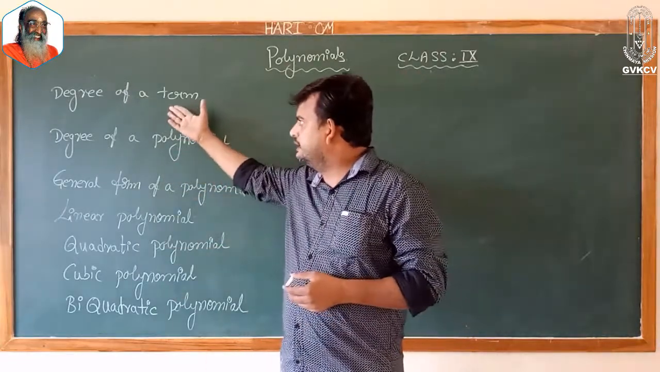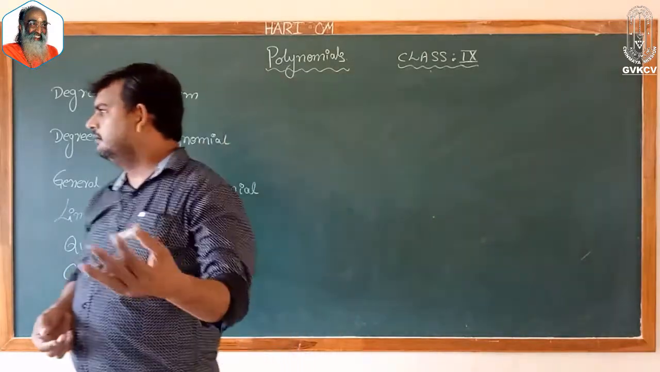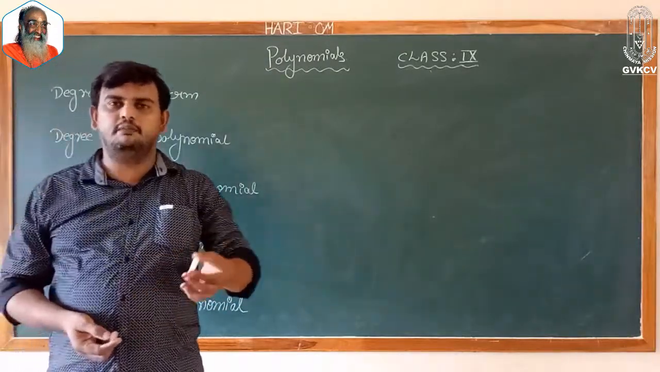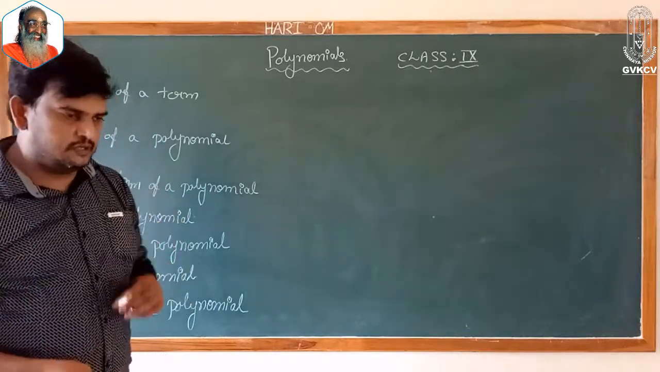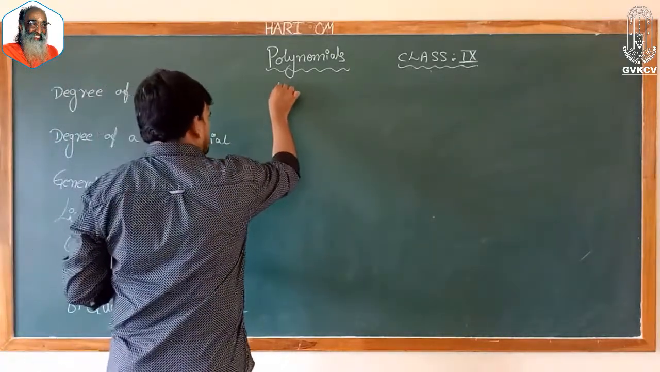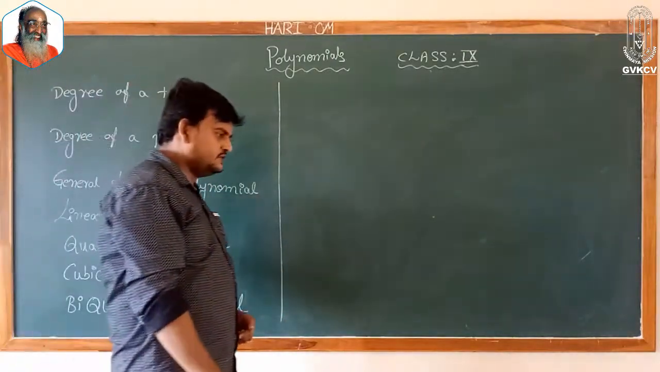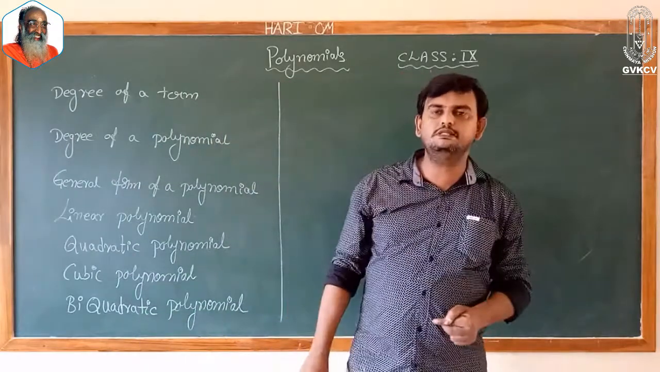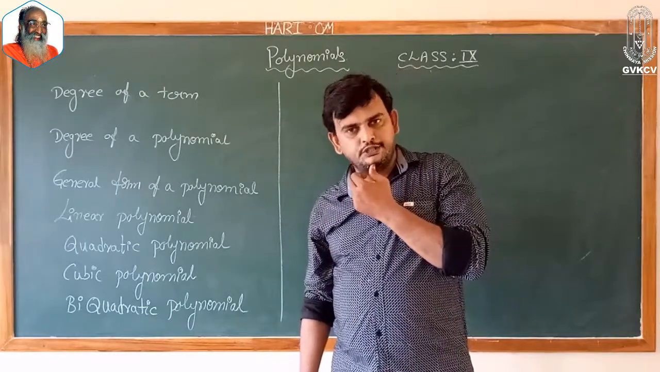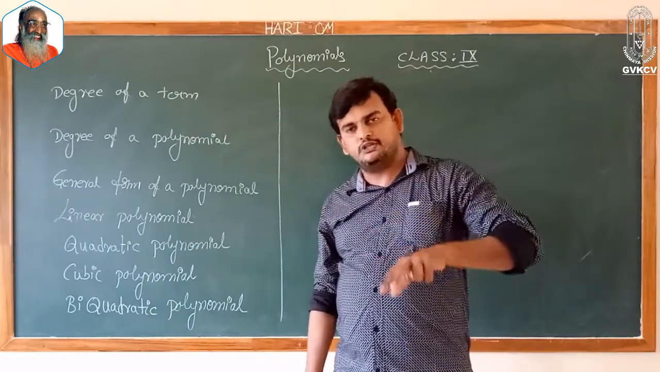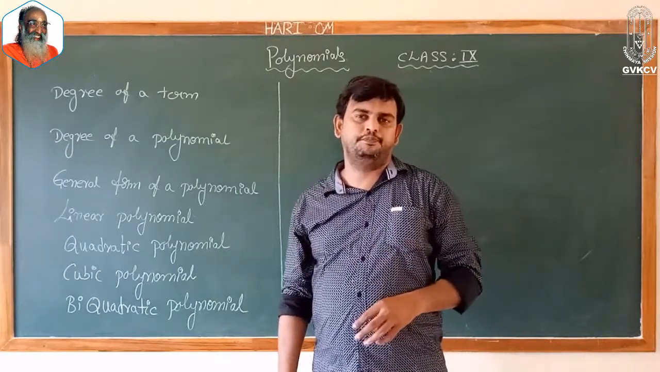Now what is the meaning of degree of a term? Don't think of it as a B.Sc degree or B.Com degree or M.A degree or M.Com degree. Here in polynomials also we have a degree. What is the meaning of a degree and how to find the degree of a term, that we are going to discuss. As we know, a term means a combination of variables, or a combination of constants, or a combination of constant and variables, or a constant, or a variable.